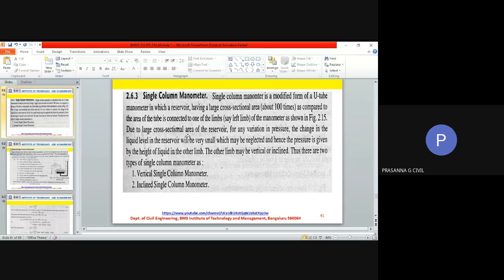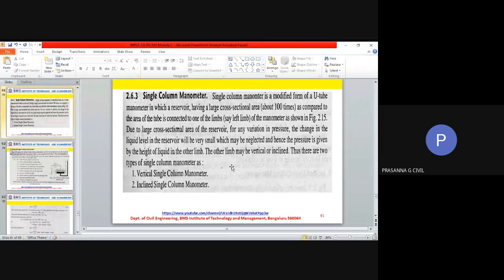Due to the large cross-sectional area of the reservoir, any variation in pressure means there is only a small dip or lowering in the reservoir. The change in the liquid level in the reservoir will be very small, which may be neglected, and hence the pressure is given by the height of the liquid in the other column. Even though this change is very small, because your other tube is so thin, there will be a nice rise in that limb.